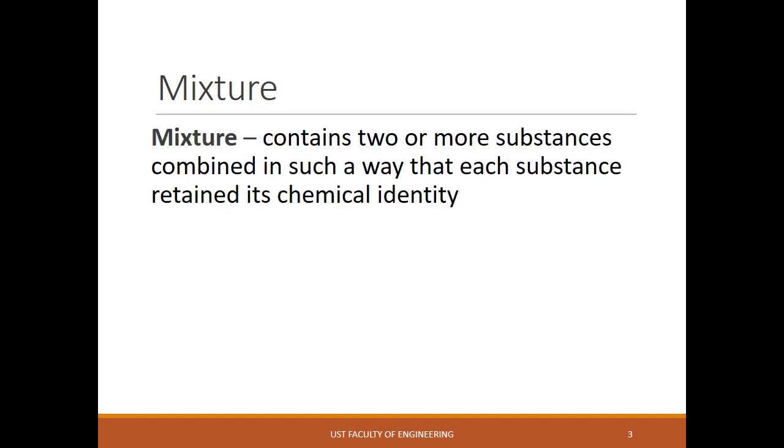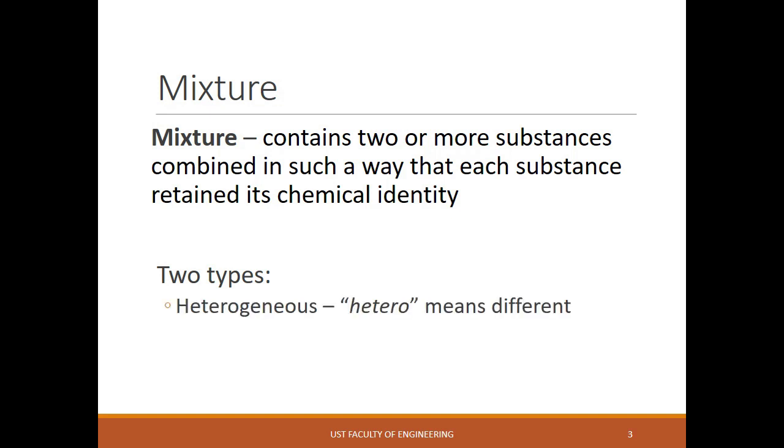A mixture is a combination of two or more substances that do not combine chemically but remain the same individual substances. And these substances can be separated by physical means. There are two types of mixture, namely heterogeneous and homogeneous mixtures.